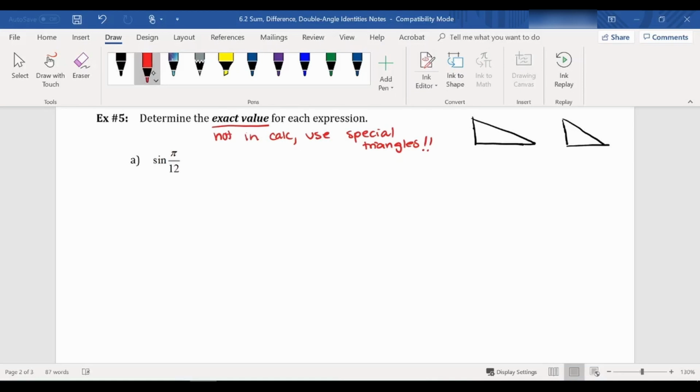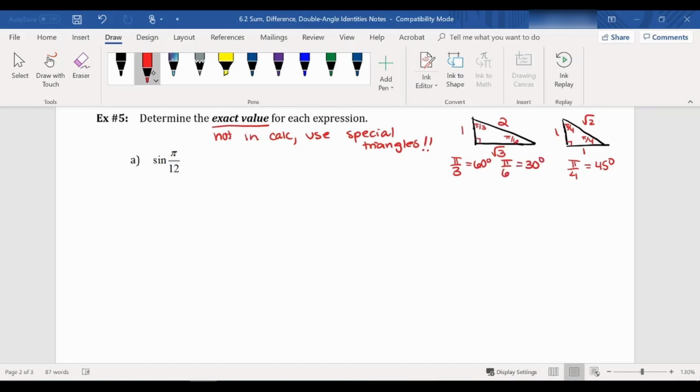Our special triangles were our 1, 1, root 2 triangle with pi over 4 in the corners, or 45 degrees. And our other one was 30, 60, 90, or pi over 6, pi over 3, where we had 1 across from the pi over 6, root 3 across from the pi over 3, and 2 is our hypotenuse. Pi over 3 is 60 degrees. Pi over 6 is 30 degrees.